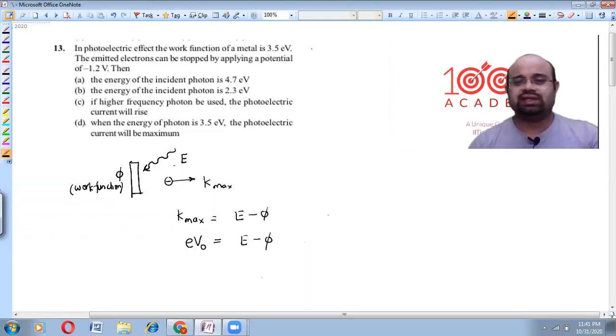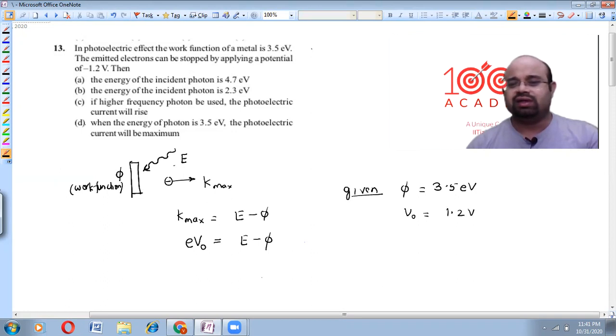Okay, so as you can see in the question, what information is given? The work function is given as 3.5 electron volt. The second information is that the stopping potential is 1.2 volt. If we say stopping, then we will not put the minus sign. It is automatically clear that it is used to stop, so it is in the opposite direction, a negative potential. Maximum kinetic energy will be eV0, because stopping potential is that potential which stops even the most energetic electron. It becomes 1.2 electron volt.